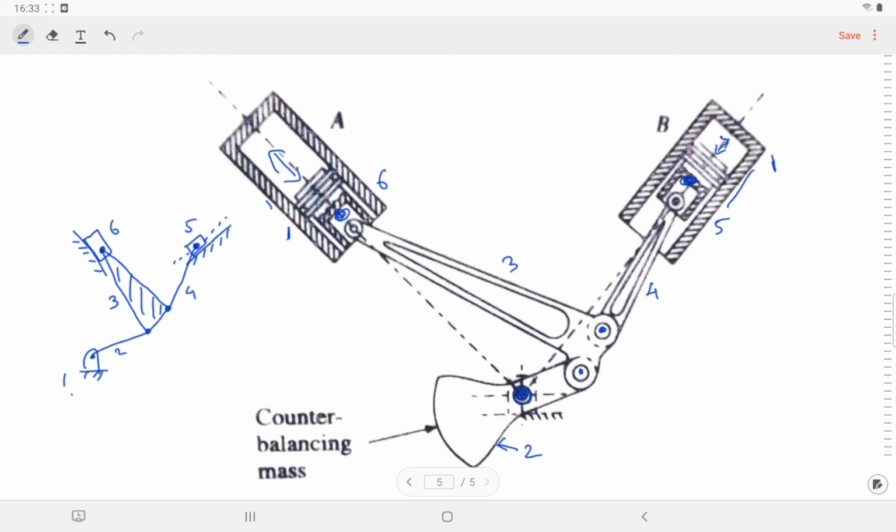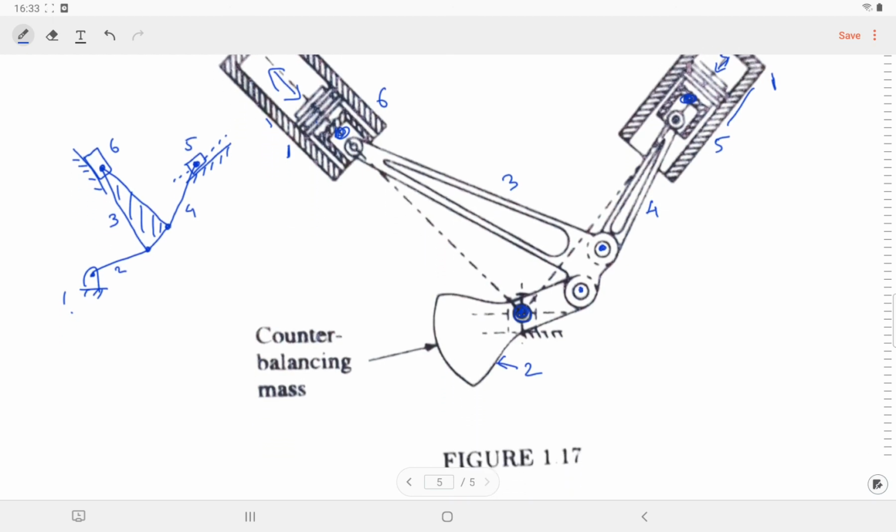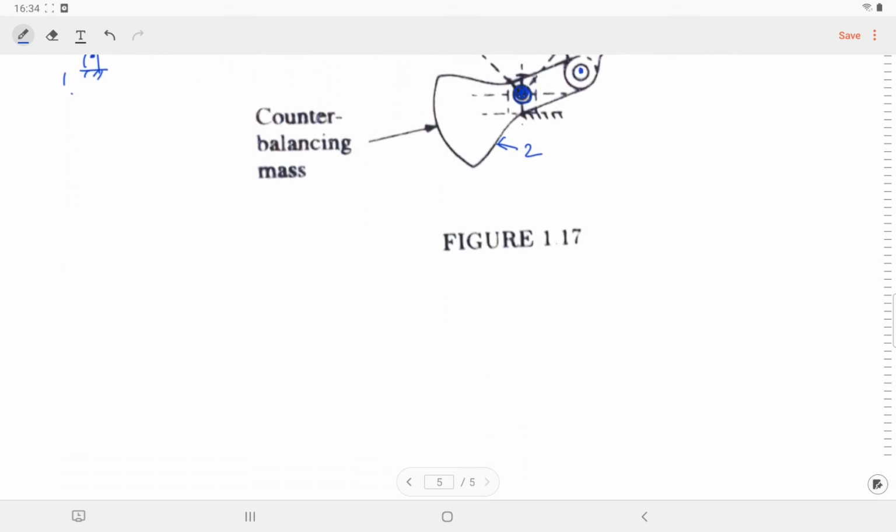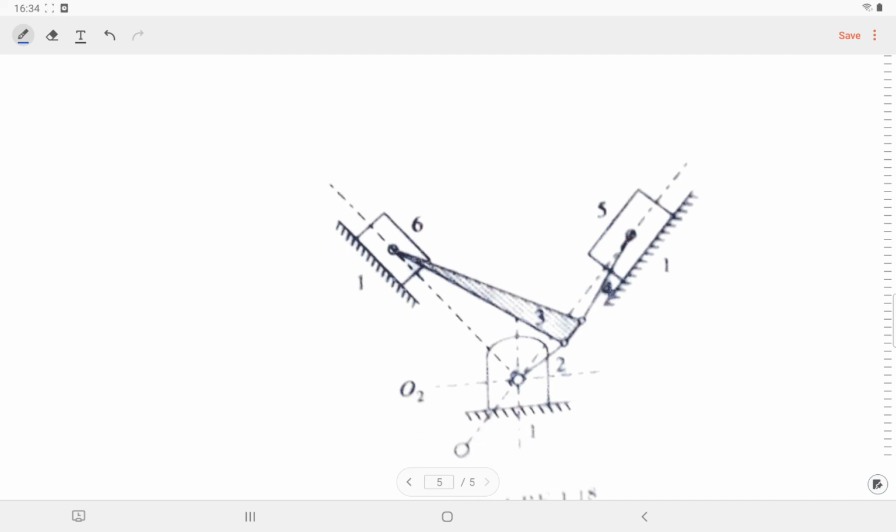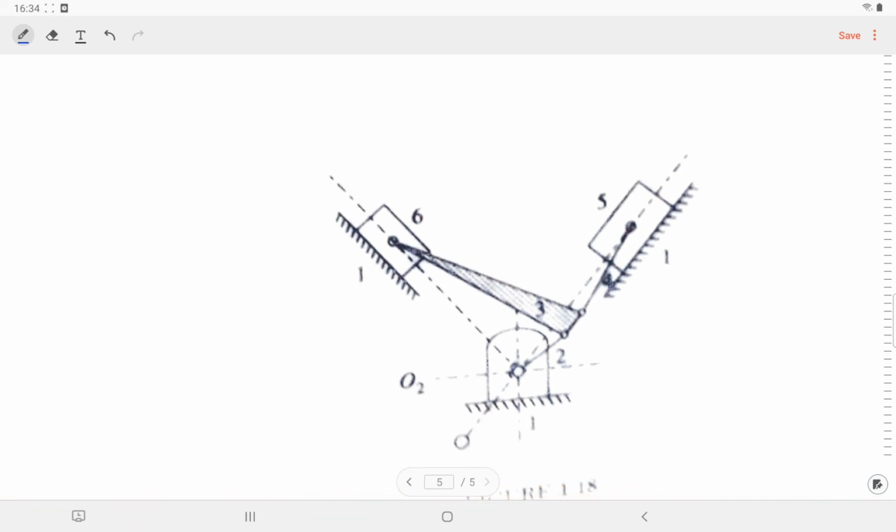So you could verify the picture given below. This is what we have obtained. That's how we have to reduce whatever mechanism we see in real life to a kind of skeleton diagram, so that we could use it for the analysis.